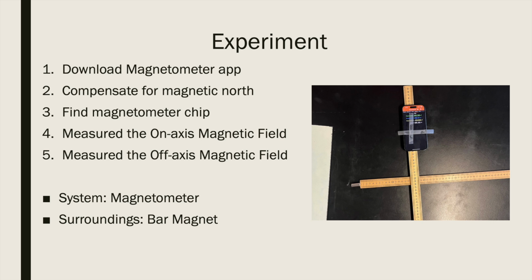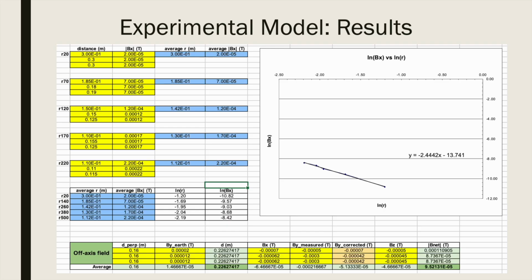The system in this experiment is the magnetometer, and the surroundings is the bar magnet. And here's a picture for one of the parts of the lab. Here is the data collected from each part of the experiment and the graph that was created showing natural log of Bx versus natural log of r.